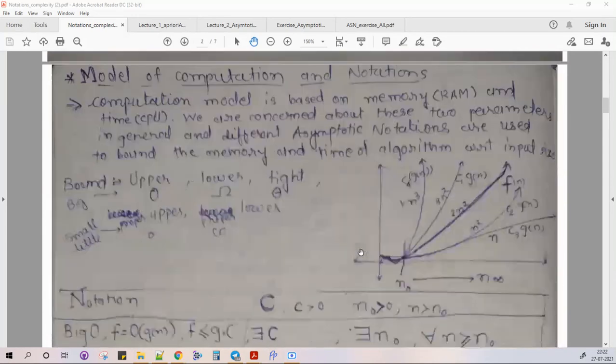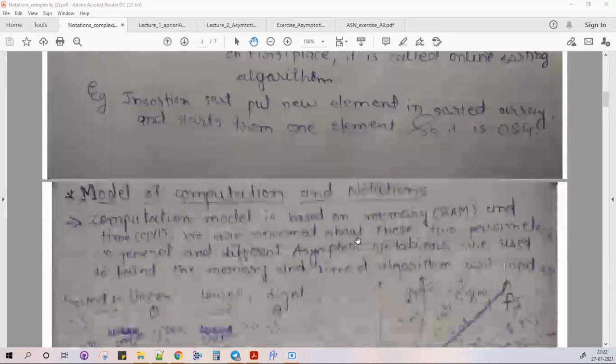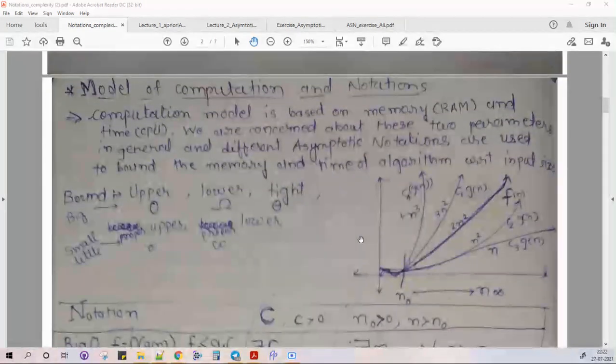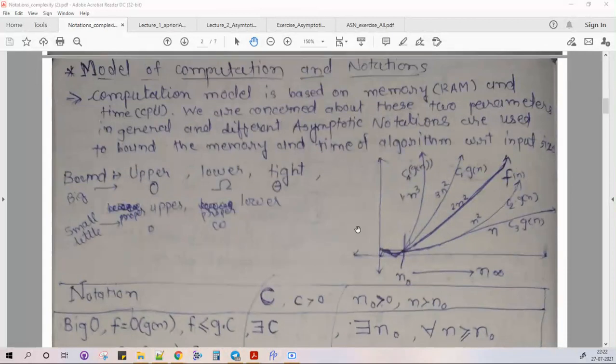Okay, that's all about insertion sort. Let's talk about the model of computation and notations. Why we need this big O, small o, small omega, I am not going into detail. And why can't we just run the program and take the time, to find out what the time complexity is?